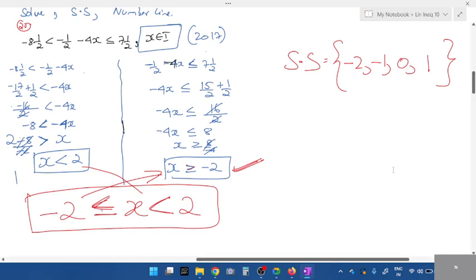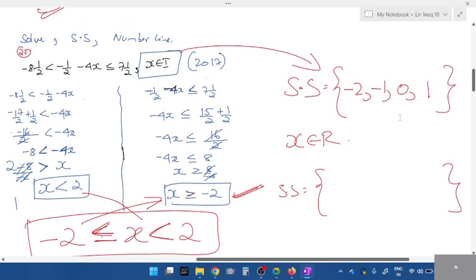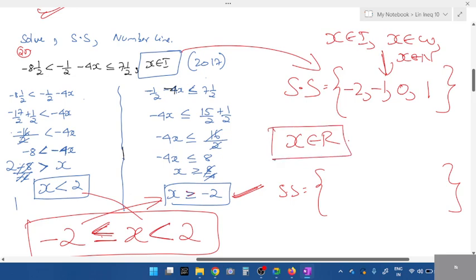All of you will make a note. This is the final answer, the solution set. If it is integer, you write like this. If they give x belongs to real number for the same question, I'll tell you how to write the solution set. For x belongs to integer, whole number or natural number, you can write the direct values. But whenever x belongs to real number is given, then you have to write x is between: minus 2 less than x less than 2.